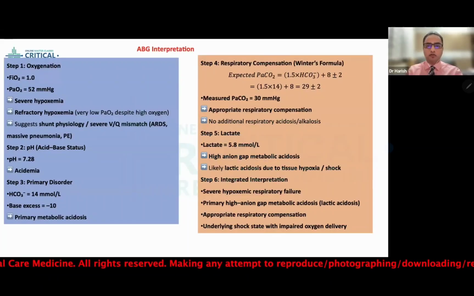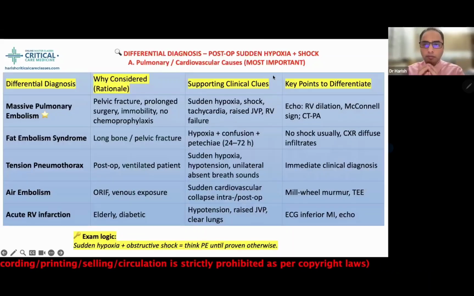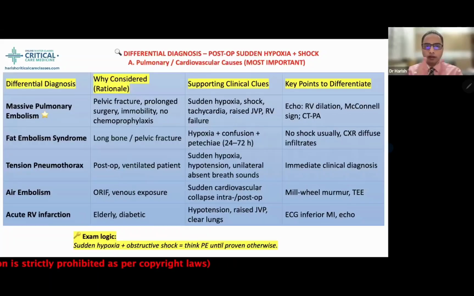Very, very important. You need to complete and give an inference of what exactly is happening based on the ABG. Okay. So the next question asked was, what is the differential diagnosis in a post-operative patient with hypoxia and shock? We have to categorize either pulmonary or cardiovascular causes.